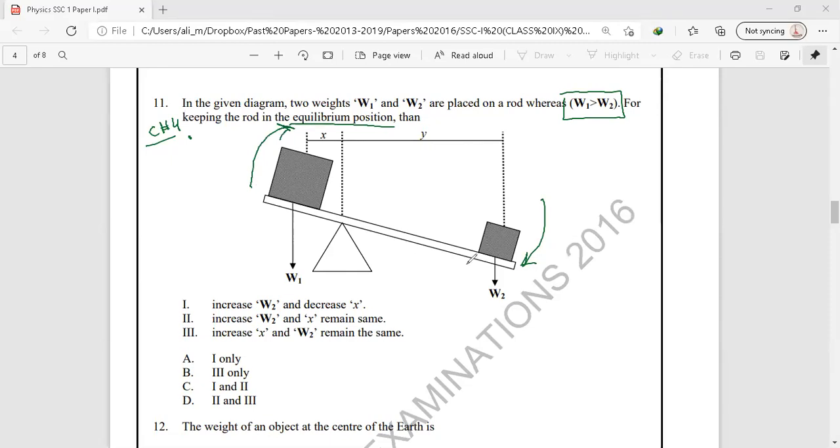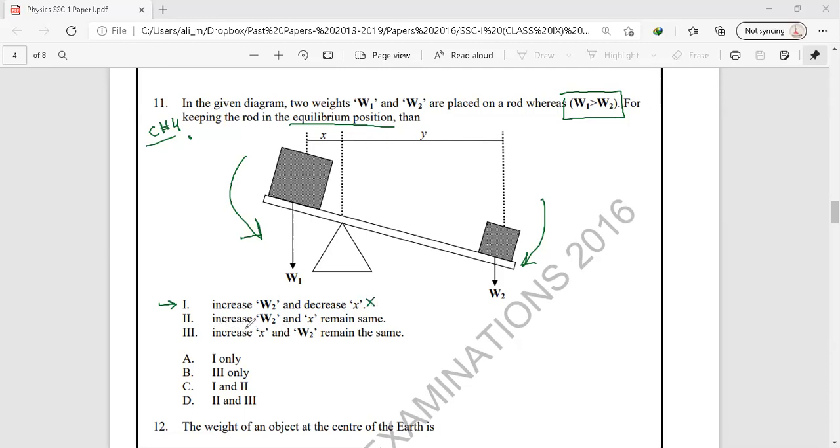So for balancing this rod, we have to increase the turning effect in the anti-clockwise direction to balance these bodies. In this given diagram, the clockwise torque is greater than the anti-clockwise torque. For equilibrium, clockwise torque must be equal to anti-clockwise torque. The first option given is increasing W2. If we increase W2, the torque in the clockwise direction will increase and the rod cannot be in equilibrium. So this option is incorrect.